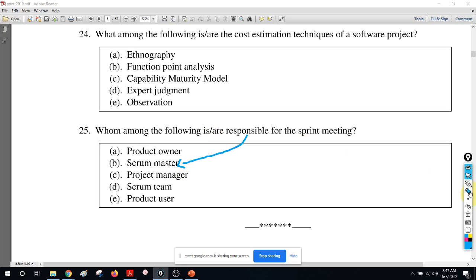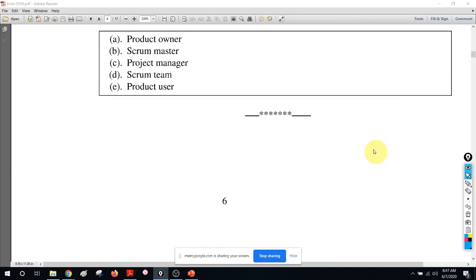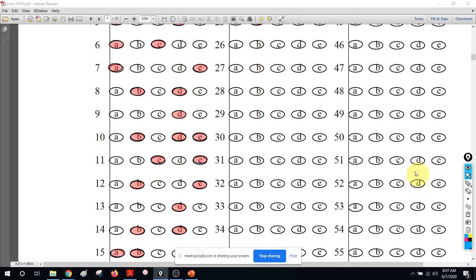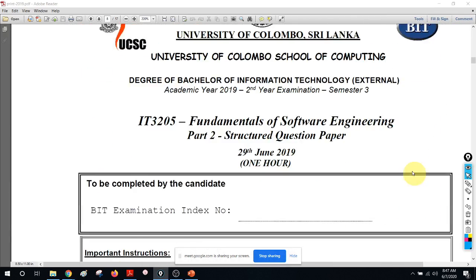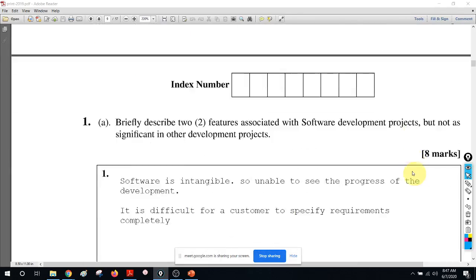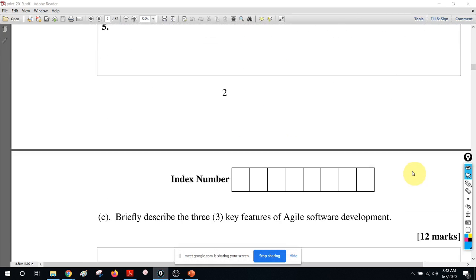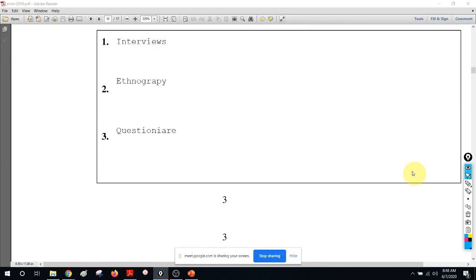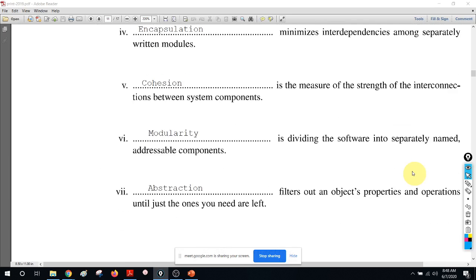Then you have the second paper that I am not going to do right now, right? Those questions are not that difficult. You can just go through the second paper questions because you have the answers also, right? Most of the questions are just theory.